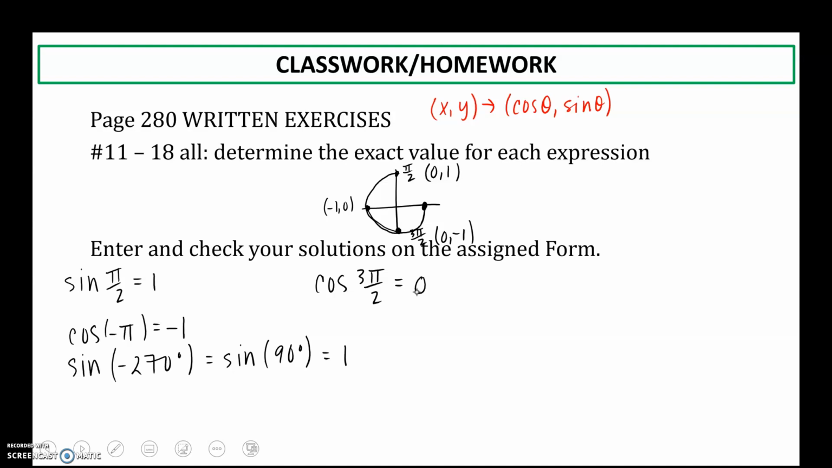Okay, so again, complete the form. There is quite a bit of them. There's parts A through D for each problem, but you just have to practice.